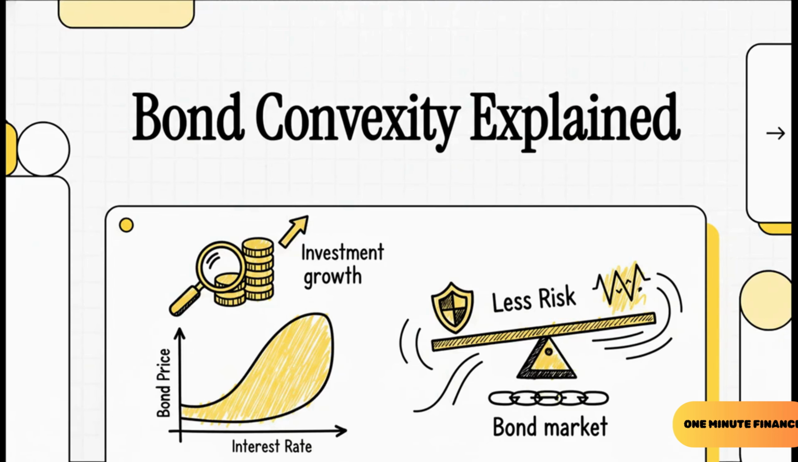In the bond market, there's this simple rule that pretty much everyone knows. But hiding just beneath the surface is this really powerful concept that can give investors a serious edge, and it's called convexity. So, let's break it down.